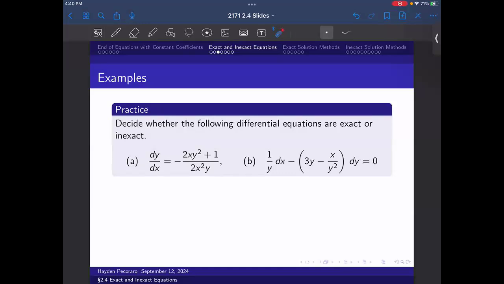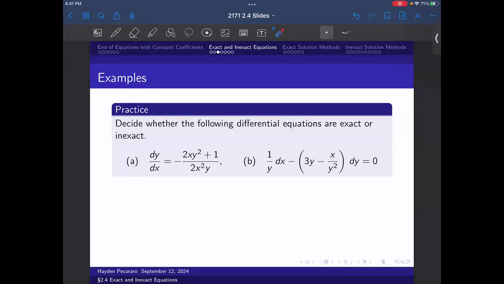All right. Let's give this a shot. So, anyone have a guess for A? Exact. It is exact. Anyone have a guess for B? It is inexact. Yes. Okay. So cool. We know the answers. How do we get those?